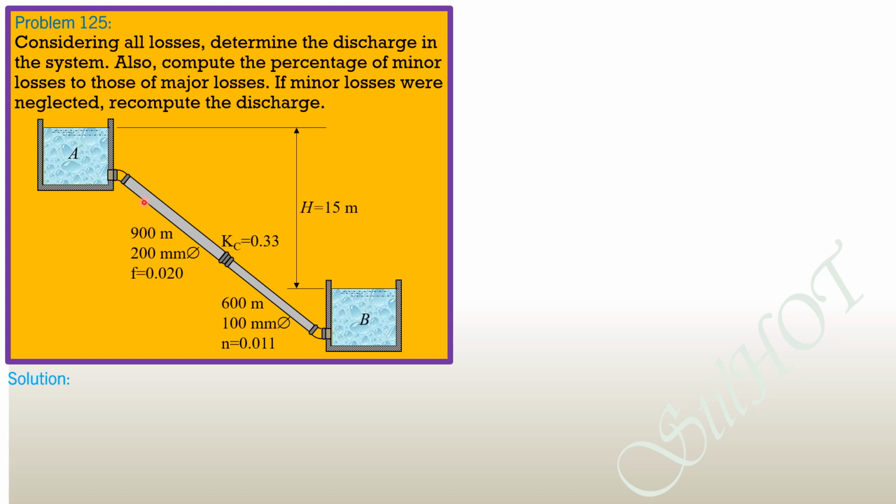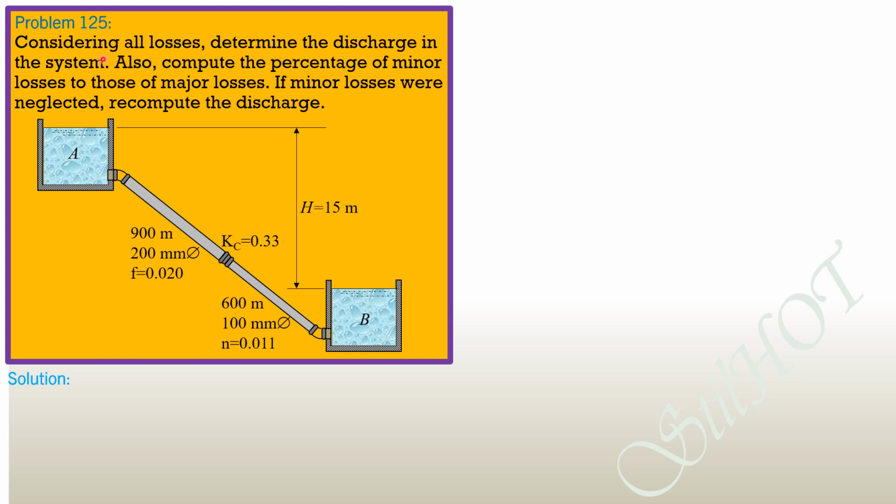Take note that the minor losses may be ignored by principle when the length of the pipe is more than 1,500 times the pipe diameter. For instance, for pipe 1, 1,500 times 0.2 is only 300 meters and the length of the pipe is 900 meters. So supposedly we can ignore minor losses. The same is true with the second pipe: 1,500 times 0.1, 100 mm diameter, is 150 meters and we are given 600 meters. So we can actually ignore minor losses.